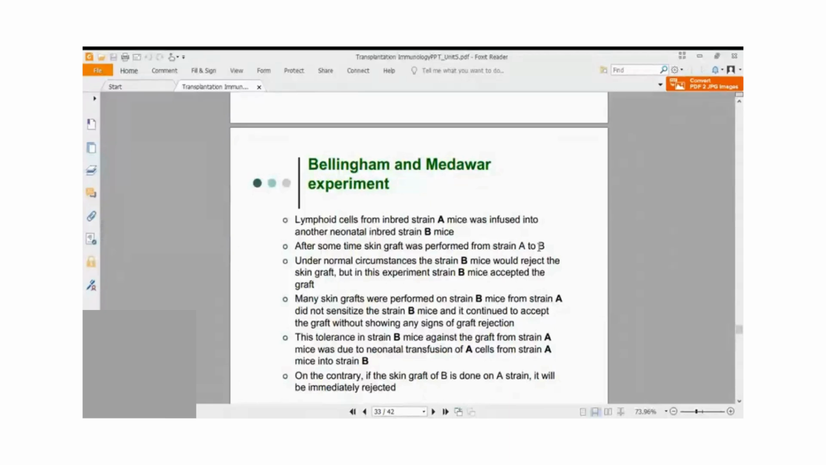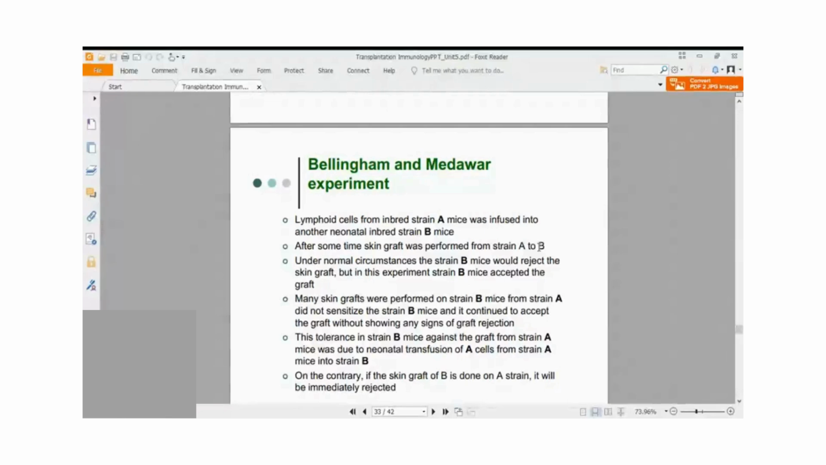What would have happened in the normal circumstance? In the normal circumstance, B strain would not have accepted the graft of A because both are genetically different. The MHC complex in both of these is different. The skin graft would have been rejected, a whole or complete rejection would have taken place when the skin of A was transplanted to B. It would have been rejected.